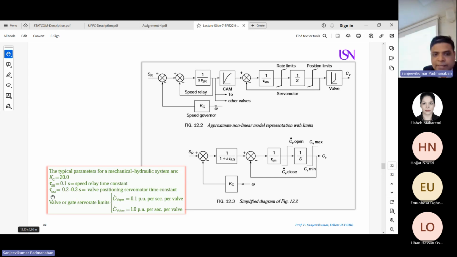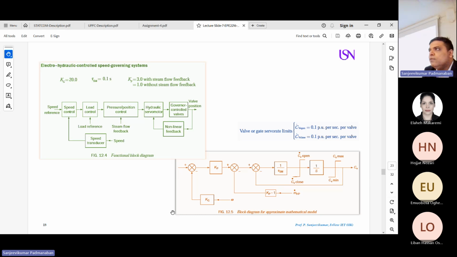What is the value of your tau SM, which is the position servo time constant, which is given between 0.2 to 0.3 seconds as the maximum variation. Maximum you can go for 0.3 seconds, minimum is 0.2 seconds. How to fix the value of your servo rate limiter? You can see here, CV max for open and close. If you fix 0.1 per unit per second for CV open. For CV close, again, it is going to be 1.0 maximum because it goes to the maximum, the close. So 1 per unit per second per valve. So you have the guidelines how to fix all this in MATLAB or to model the system in any software. Can I go to the next one?